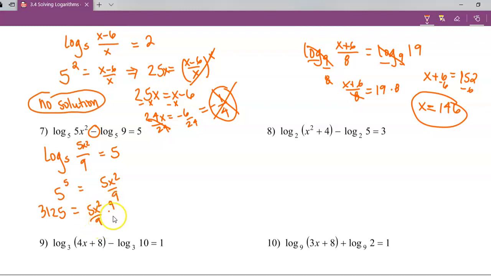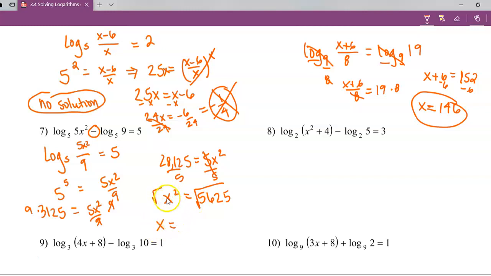So now I can go ahead and get rid of divide by 9 by multiplying both sides by 9. So 3125 times 9 is equal to 28,125. That's equal to 5x squared. We'll divide each of those by 5 to get rid of that. So if I divide that by 5, it gives me 5625. And then I need to take the square root of both sides to get rid of x squared. And remember, whenever I take the square root of an x squared, I will get a positive and negative solution. So the square root of 5625 is equal to 75.